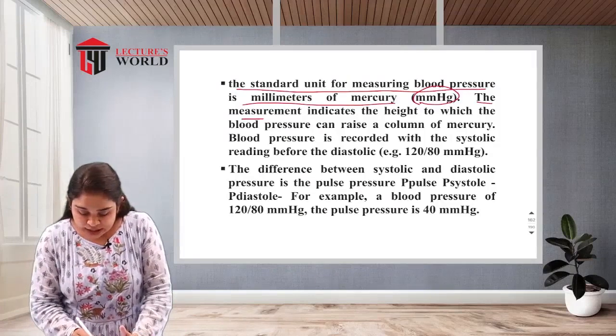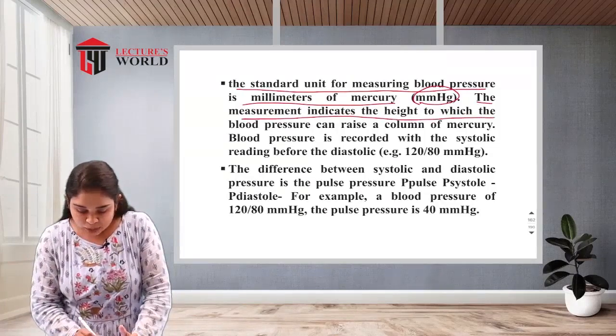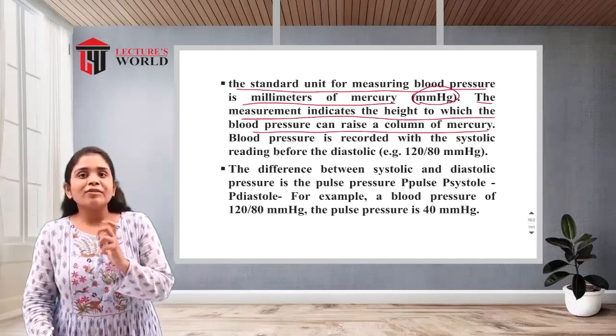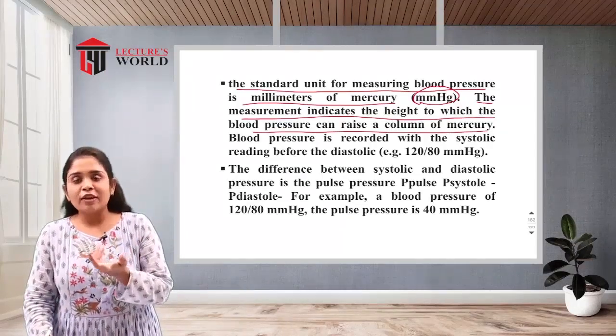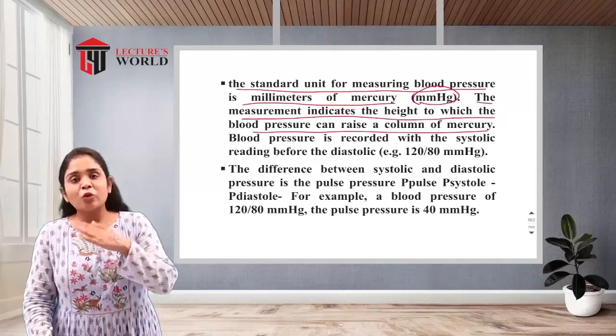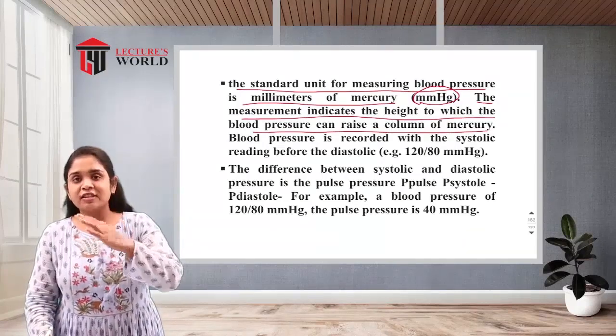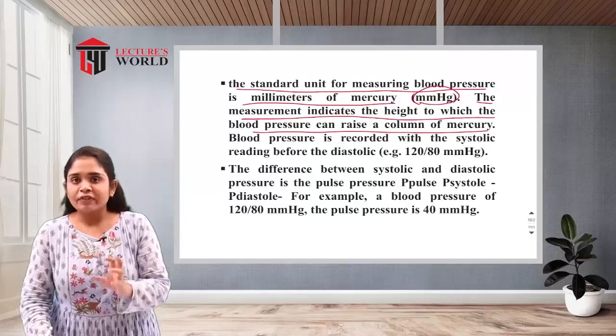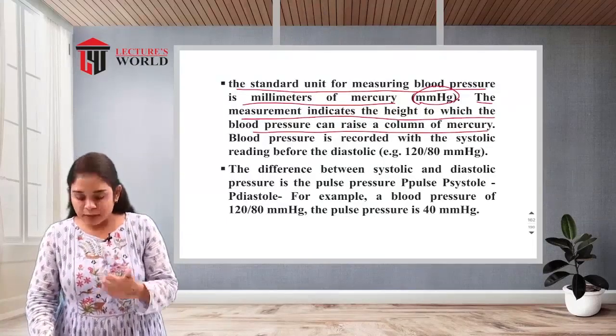So the measurement indicates the height to which the blood pressure can raise a column of mercury. You will be able to understand the column of mercury at a later stage. How much the column of mercury is rising will show the perfect diastolic and systolic pressure.